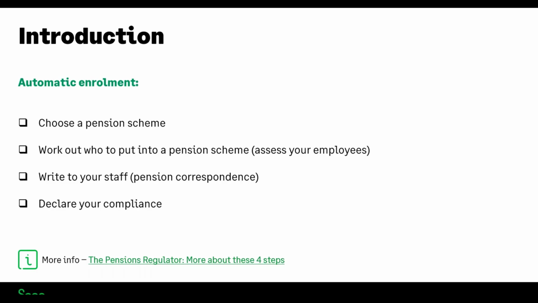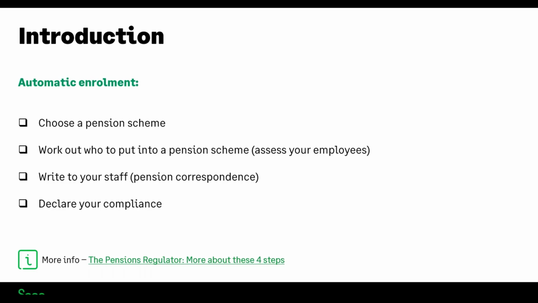Now, I would like to begin with a little bit of an explanation of those 4 steps of automatic enrolment. So the first one is to choose a pension scheme, and you'll need to get this set up with your chosen pension provider. So you and your employees will pay money into this scheme to ultimately help your staff pay for their retirement. And there are loads of options out there in terms of which provider to go with and what type of pension scheme to set up for them as well.